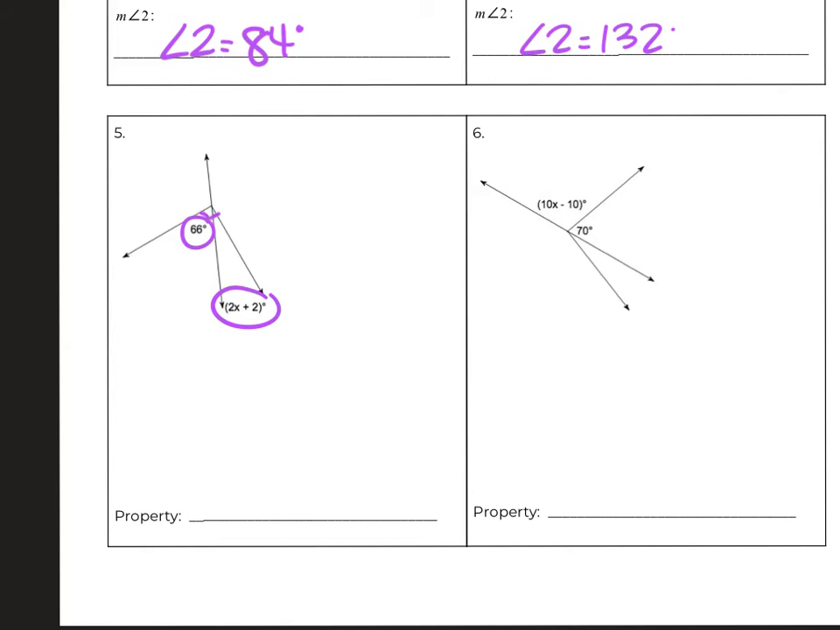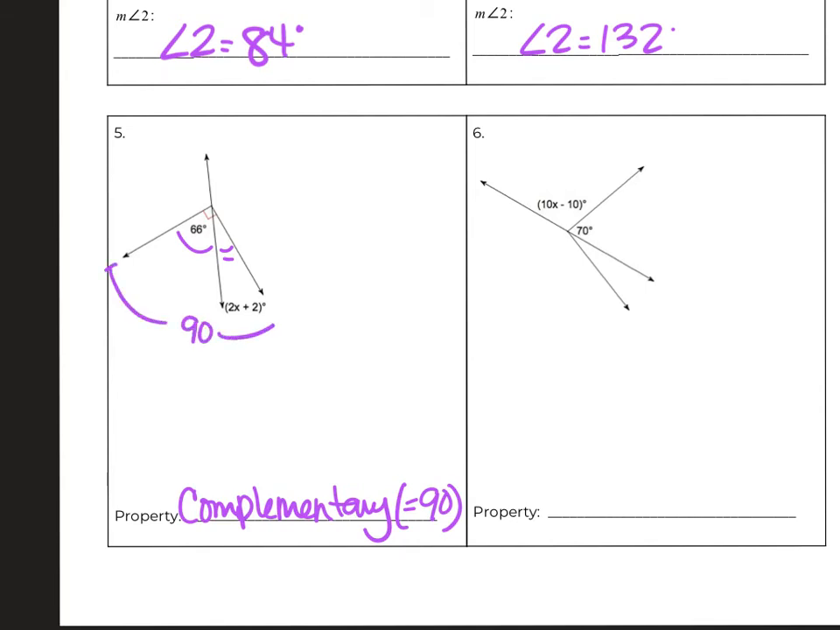Well, we also have this little 90-degree symbol here. So I know, okay, so the relationship is complementary. And don't forget, in parentheses, that means equal to 90. So if I'm going to write my equation, I have part here, and then my whole is going to be 90. So 66 plus 2x plus 2 equals 90.